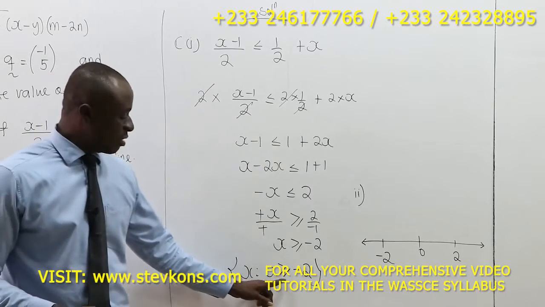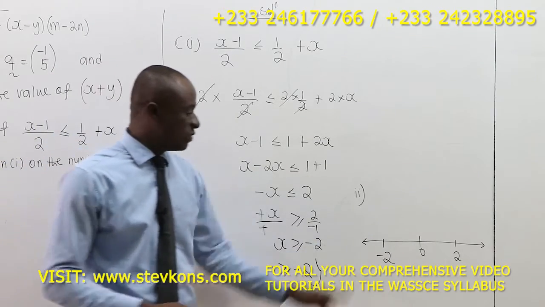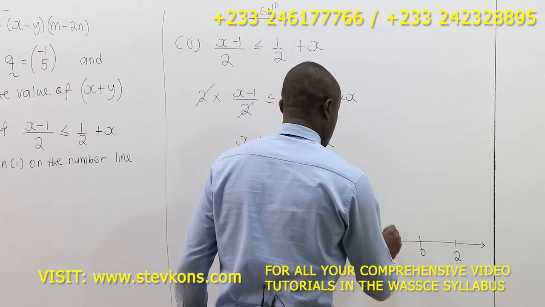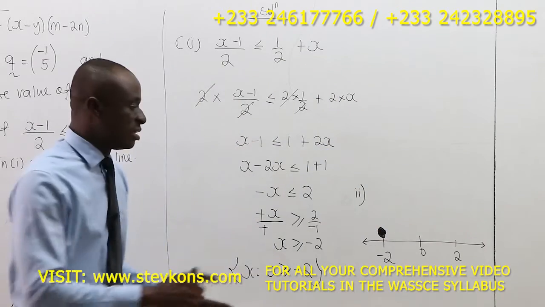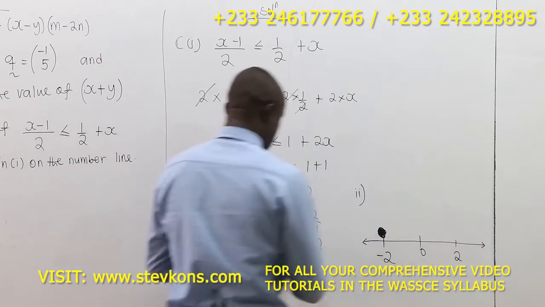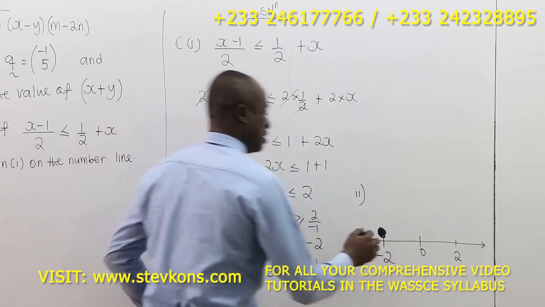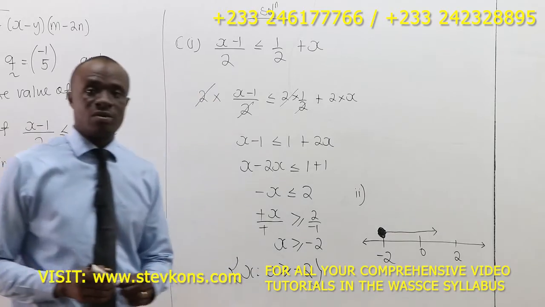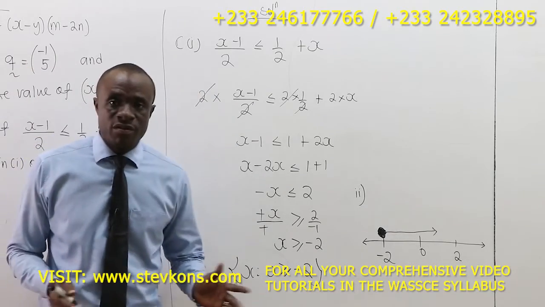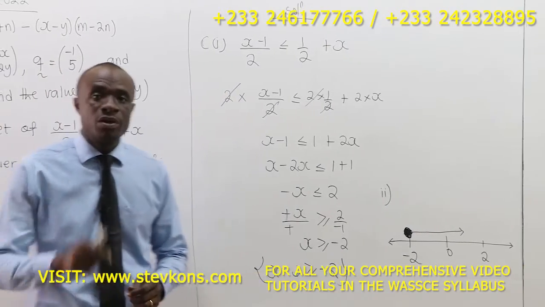Now x is greater or equal to negative 2. So on the negative 2, we have to shade. Why do you have to shade? Because we have greater or equal to negative 2. Now where is the arrow facing? The arrow is facing this side. You see the arrow? It is facing this side. So it should just face that side. Wow, that's it. Very, very easy. Very, very simple.